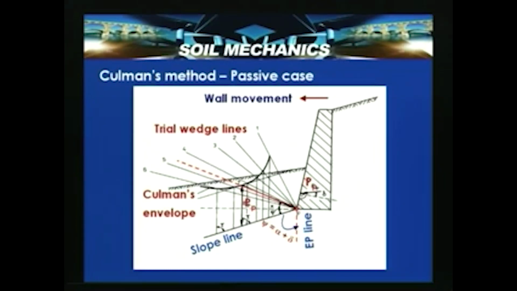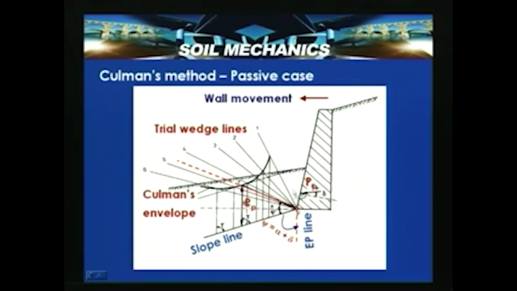So in this case, a wall cross section is shown, and a positive wall friction is considered here, and PP is the one which we need to determine. So this is the heel of the wall. From this heel point, with the horizontal at an angle psi, we have drawn a slope line, and from this slope line we have drawn an earth pressure line, where psi is equal to alpha plus delta.